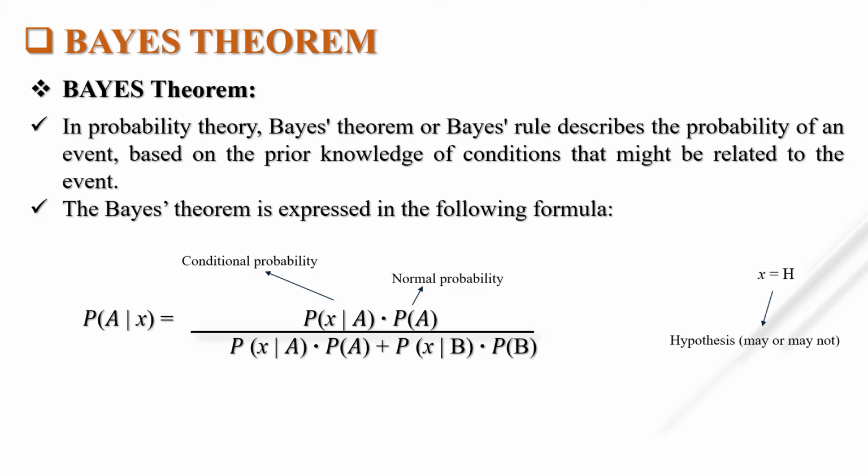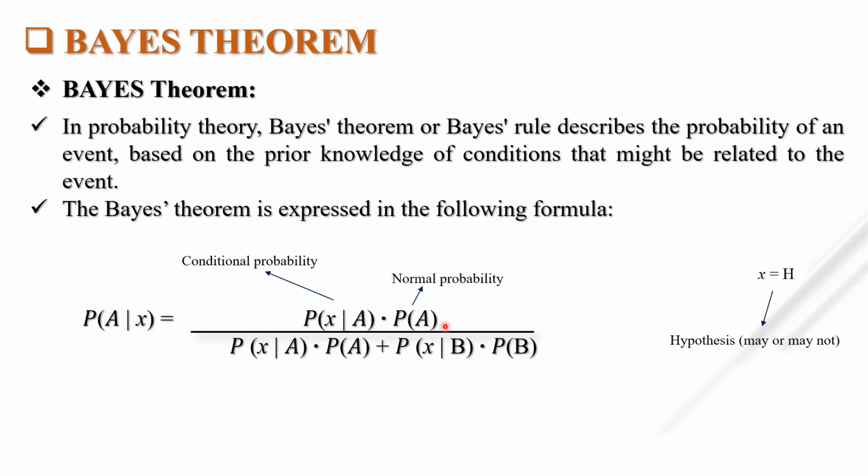Now we proceed with Bayes theorem, which is most important for your examination. In probability theory, Bayes theorem or Bayes rule describes the probability of an event based on prior knowledge of conditions that might be related to the event. The Bayes theorem is expressed in the following formula: probability of A given x is equal to probability of x given A times probability of A, divided by probability of x given A times probability of A, plus probability of x given B times probability of B.